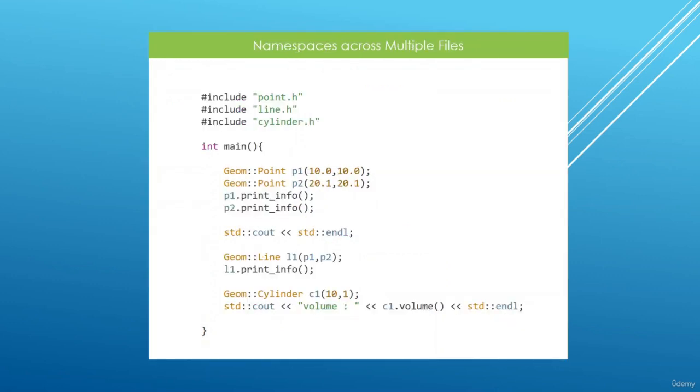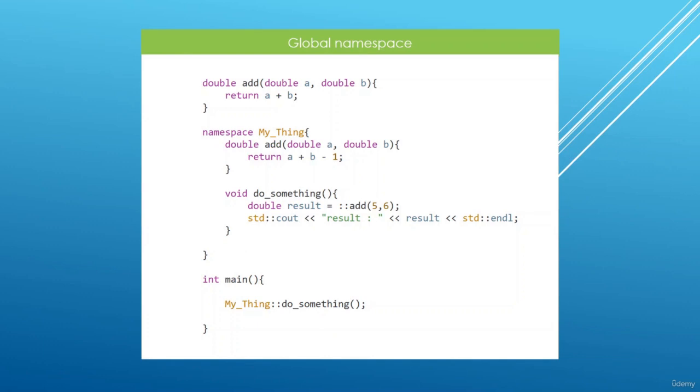We have seen that it is possible to set up the same namespace across multiple files. We were able to set up the geom namespace for the point, line, and cylinder classes. And these classes happen to be split across multiple files, and we saw that this is really possible. Next, we learned about the global namespace. We saw that the syntax you use to access things inside the global namespace is :: as you see here, and this would work pretty well.